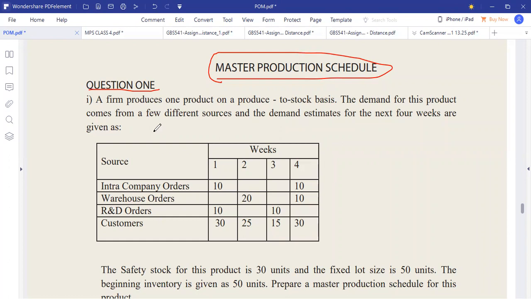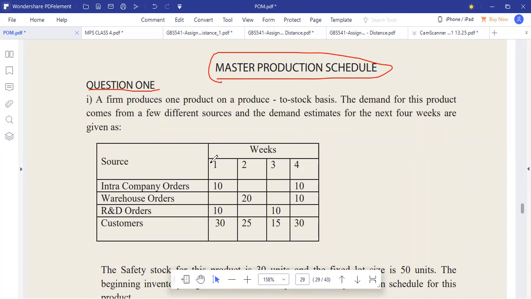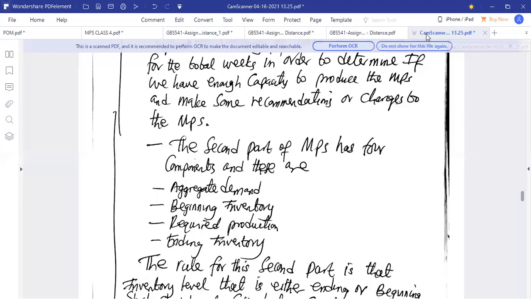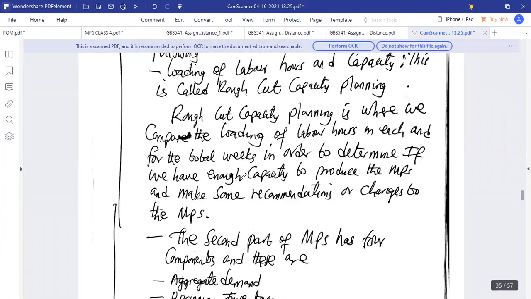The sources of demand are intra-company orders, warehouse orders, research and development orders, and the customer. Like I mentioned, demand can come from various sources. So already when you have this, you should know that we should look at the second part of the master schedule, which is the rough cut planning.